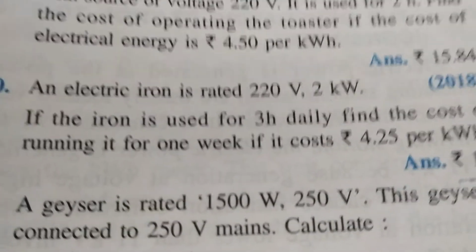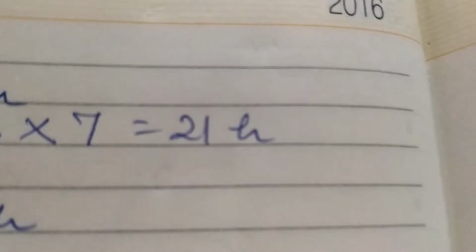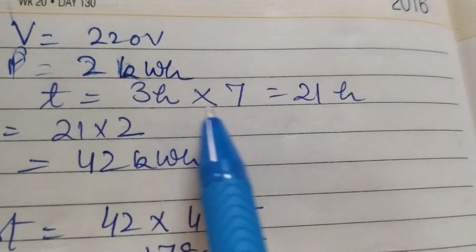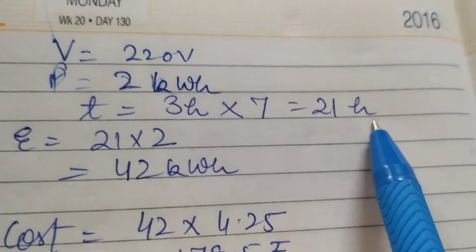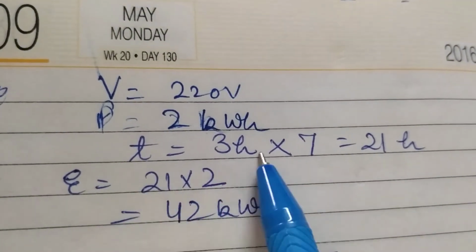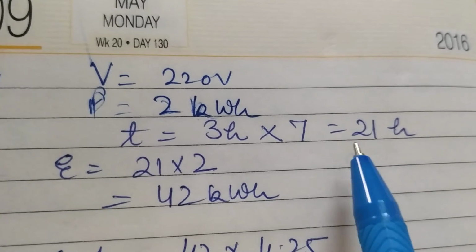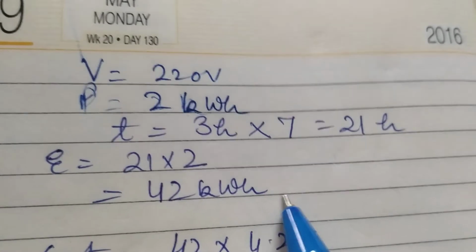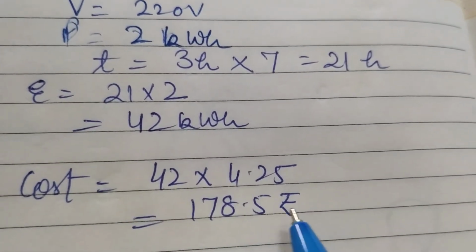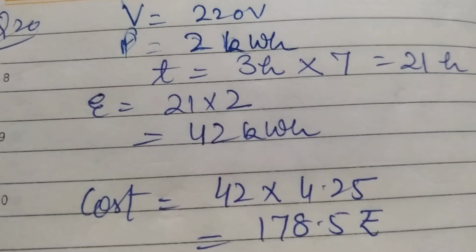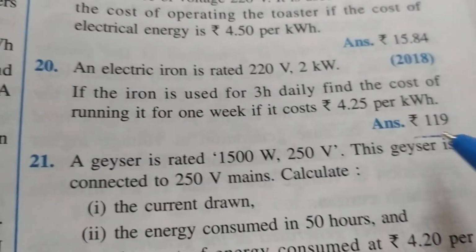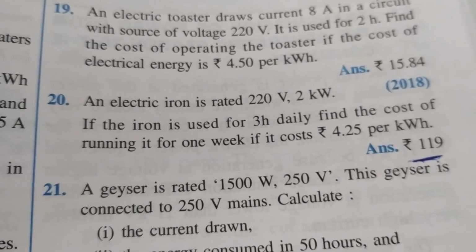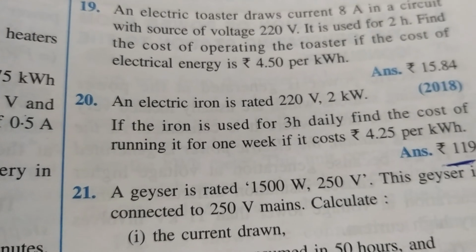Now for 1 week, what is the value of days? One week means 7 days. So I can say the time consumption is 3 hours into 7, 21 hours total consumption. So total electrical energy consumed is 21 into 2 kilowatt hour, that will give you 42 kilowatt hour. Cost comes out 178.5. It was a simple question. I have discussed it because the answer given is 119, which seems to be a wrong answer printed here. So please correct it. Thank you so much.